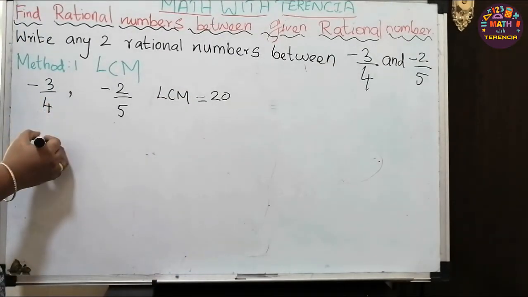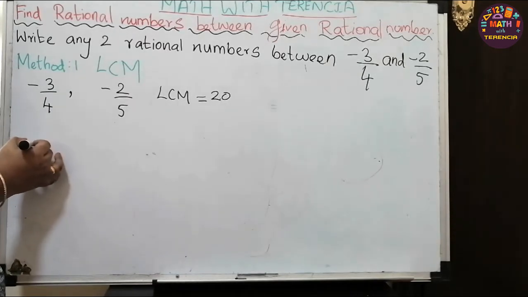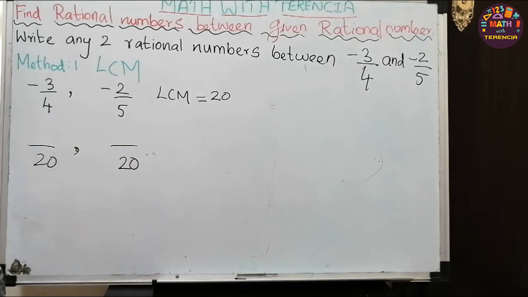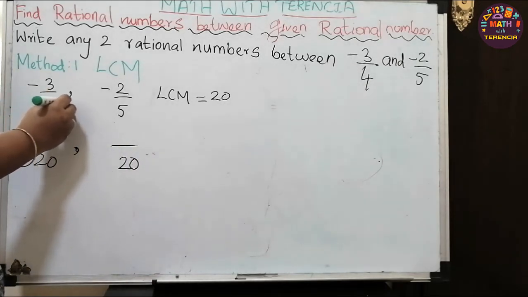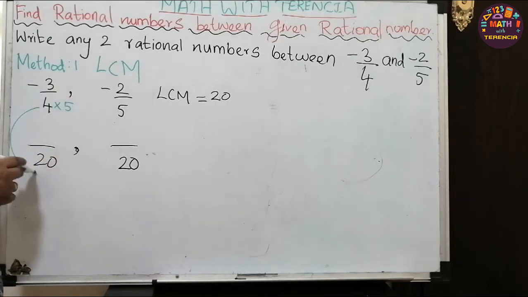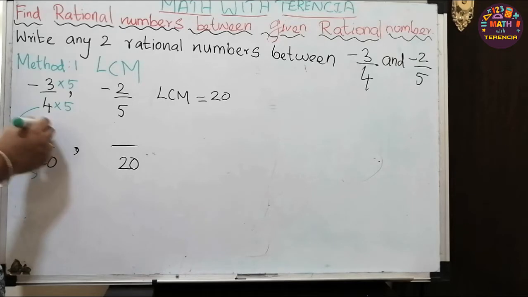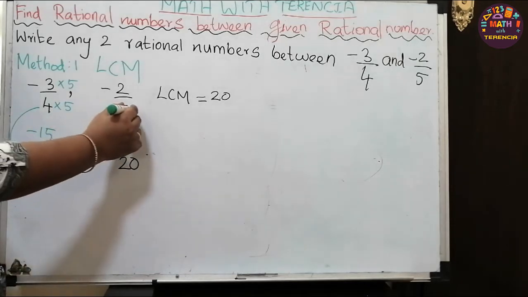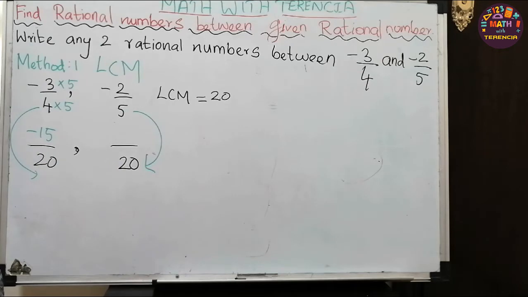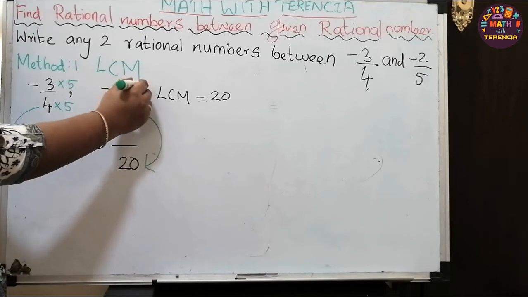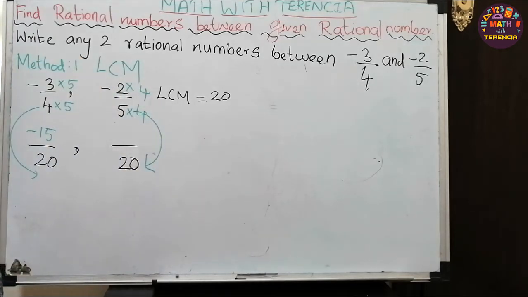And now you need to change this 4 to 20 and this 5 to 20. What should I do? 4 times 5 becomes 20. Same way 3 times 5, so 3 times 5 is minus 15. And same way this 5 you need to change to 20. So how will I get 5 times 4? Minus 2 times 4 is minus 8.